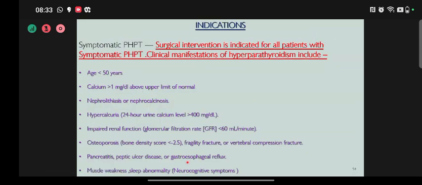Then coming to the indications in symptomatic patients, again the age is less than 50 years, calcium is more than 1 milligram per deciliter above the upper limit of normal, nephrolithiasis and nephrocalcinosis, hypercalciuria. The 24 hour urinary calcium level is more than 400 milligram, impaired renal function with a GFR of less than 60 ml per minute, and bone density score less than -2.5, increased risk of fractures and vertebral compression fracture, pancreatitis, peptic ulcer disease, gastroesophageal reflux, symptomatic PHPT, muscle weakness and sleep abnormality.